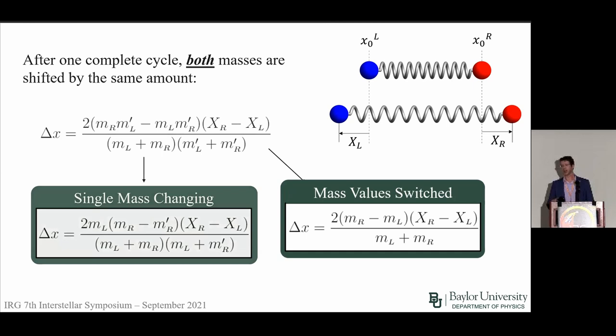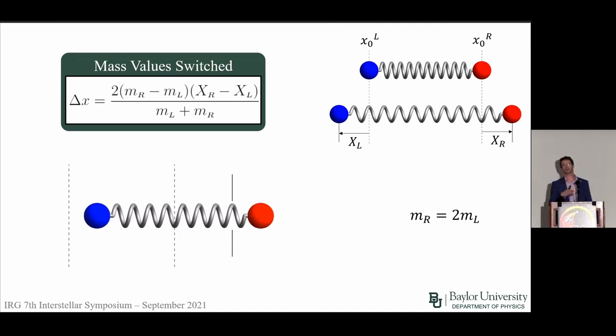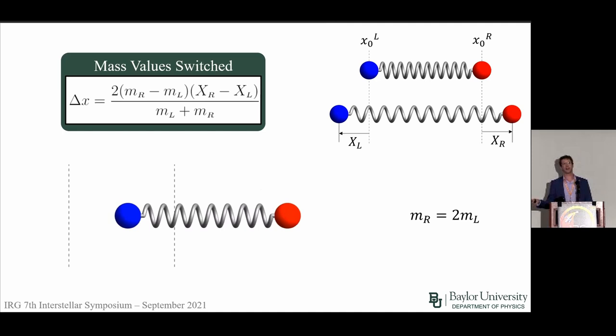So we can see here that over the course of one cycle, after having changed the mass and going back to our original mass states, after we've gone from our midway extremum position to our brand new initial position, we have shifted our system by a delta X, where again, like I said, this can be repeated as many times as necessary. In this case, the heavier mass is going to be twice as heavy as the lighter mass.